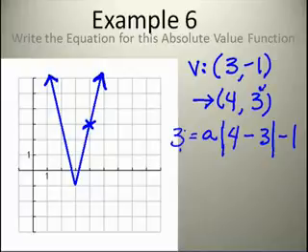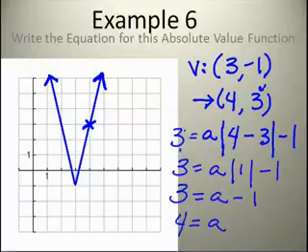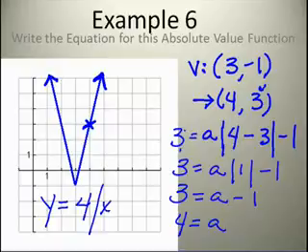And then I'm going to solve. Following order of operations, the grouping symbols are the absolute value bars. So I get 3 is equal to A times the absolute value of 1, minus 1. So I'm just going to go ahead and have 3 is equal to A minus 1. I add 1 to both sides, and A is equal to 4. So my absolute value function is y is equal to 4 times the absolute value of x minus 3, minus 1.